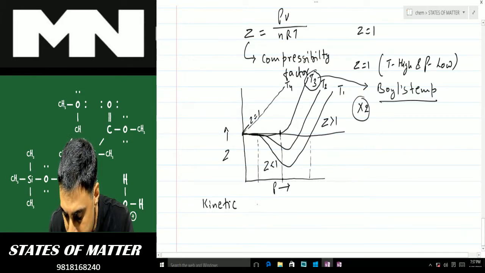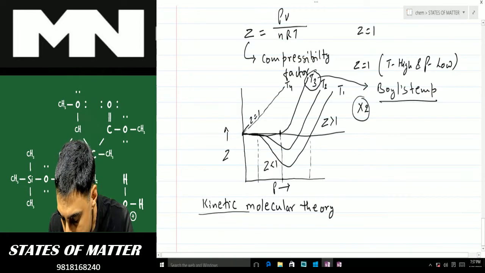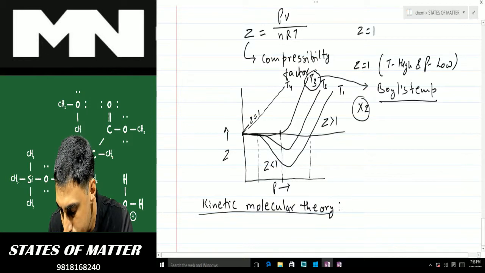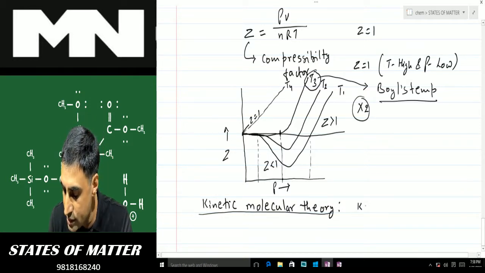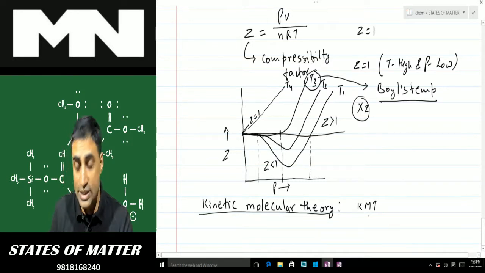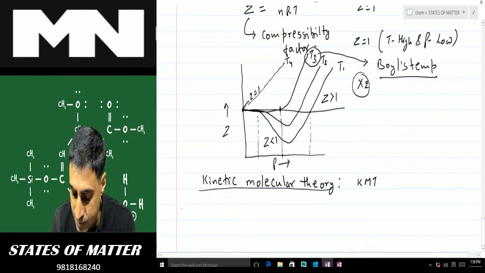kinetic molecular theory, KMT, as it is abbreviated. We'll see the assumptions of KMT. What are the assumptions of KMT?